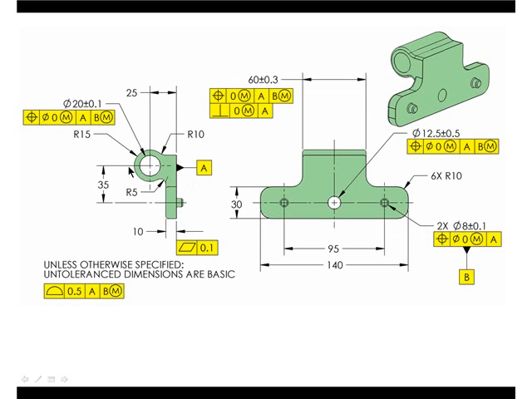Then the hole that is going to receive the pin is held in position to AB. This position tolerance is not only locating the hole relative to A at that 25 millimeter dimension, but it is also controlling the parallelism of the hole relative to the primary datum feature.